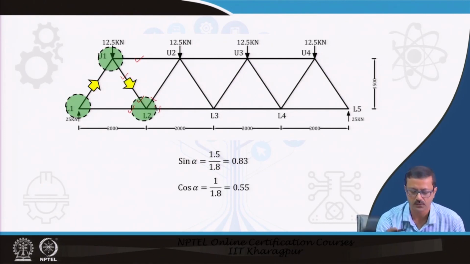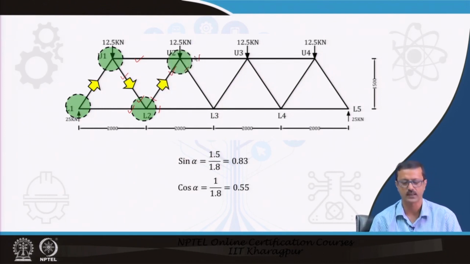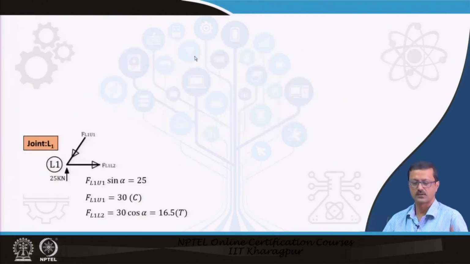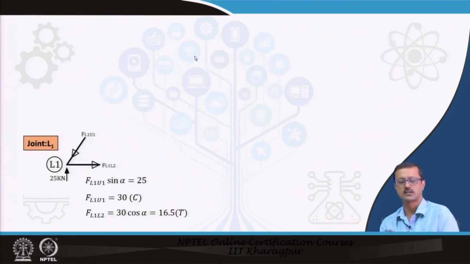Now probably you can go to U2, because then this is also known to you. So these two are unknown. Like that, and finally we can solve the other part, because it is symmetrical.